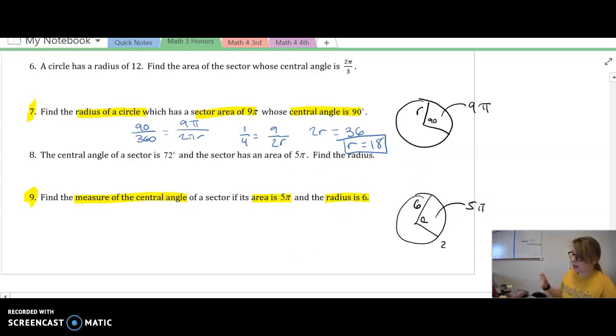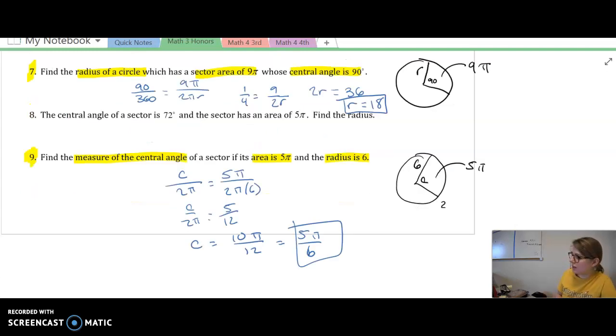Now I know it doesn't say radians or degrees, but I want you to do it in radians. Okay, so pause the video here and find the central angle in radians. Alright, so if you did this correctly, you should have found that the central angle in radians is 5 pi over 6, and you could obviously convert that to degrees if you want to.